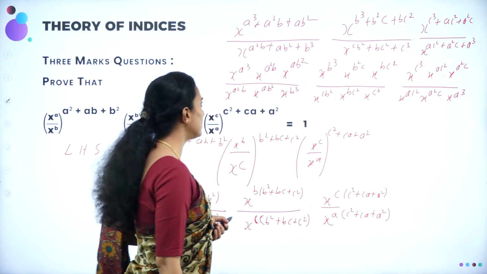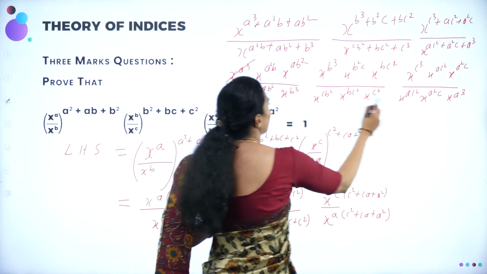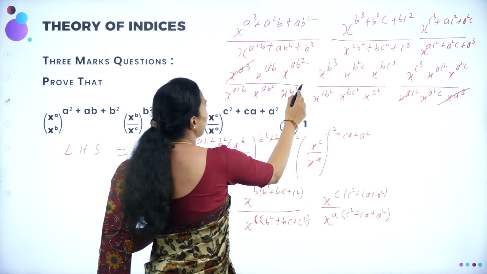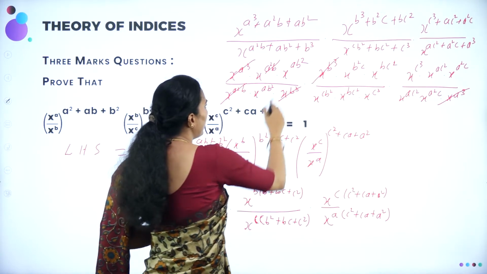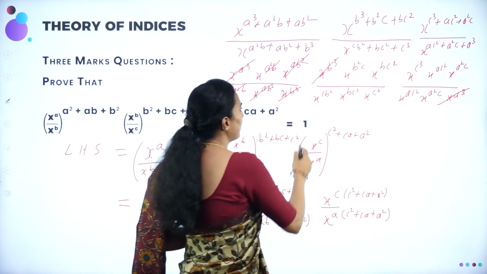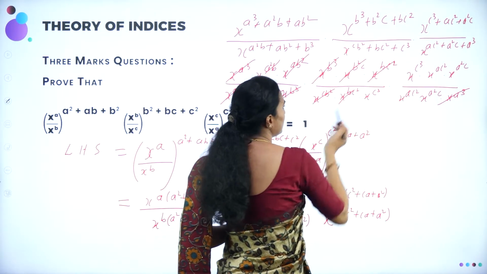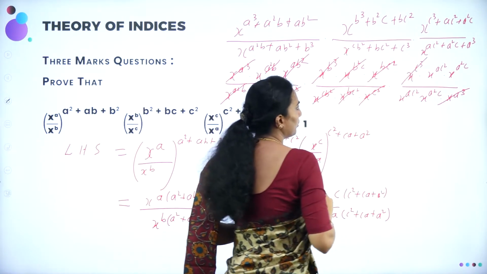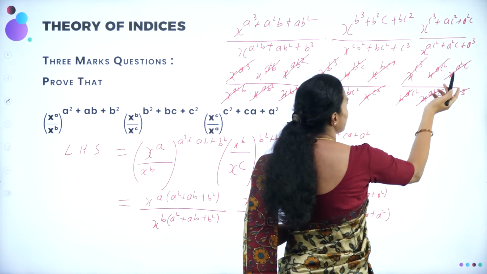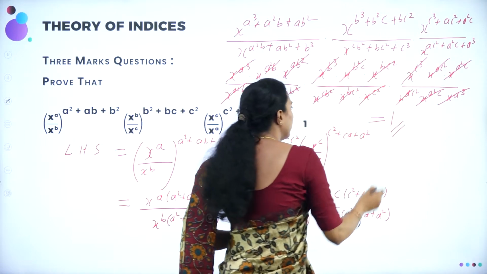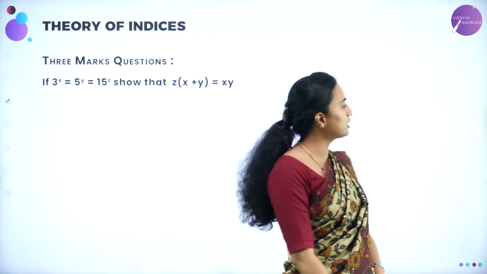You can observe, dear students, if they are the same, x power a cube will get cancelled, right? Similarly, x power b cube, x power a squared b, x power ab squared, x power cb squared, x power bc squared, x power c cube, x power ac squared, x power a squared c, all cancel. So you are going to remain with the value 1. That's it. Is that so easy? So we'll be moving on to the next problem.